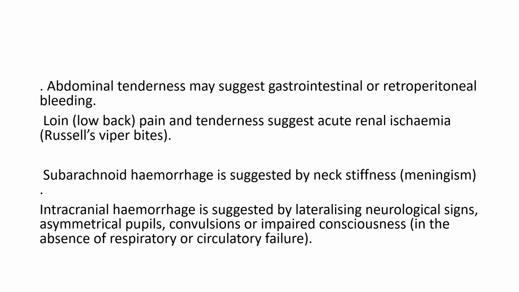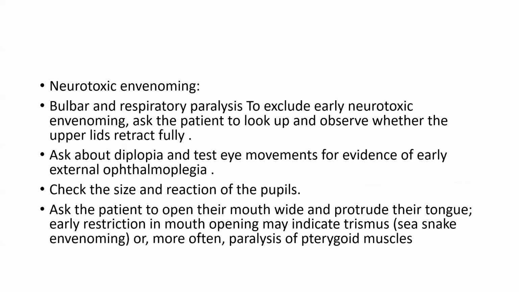Subarachnoid hemorrhage is suggested by neck stiffness. Intracranial hemorrhage is suggested by lateralizing neurological signs, asymmetric pupil, convulsions, and impaired consciousness. Now the neurotoxic envenoming: bulbar and respiratory paralysis.